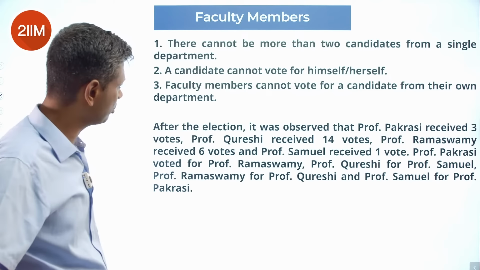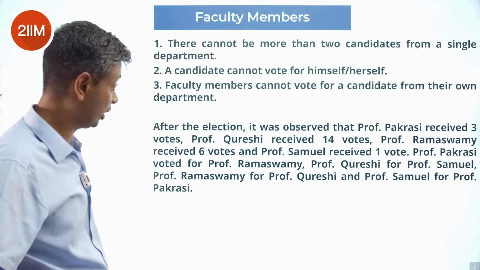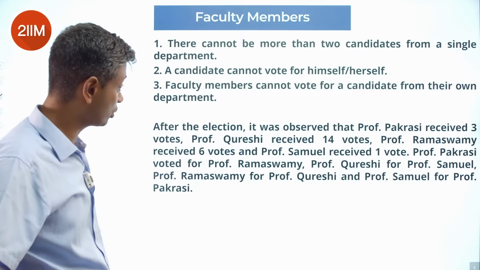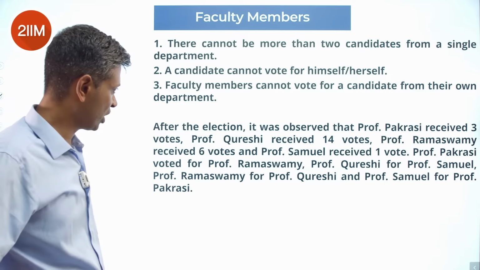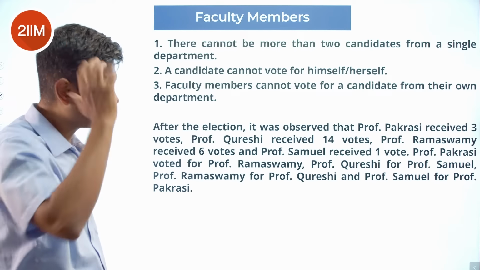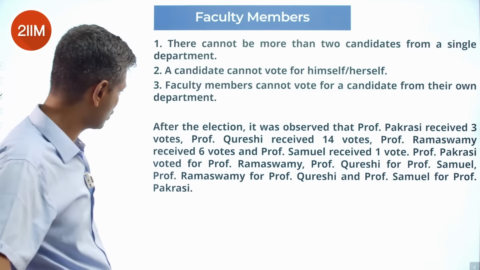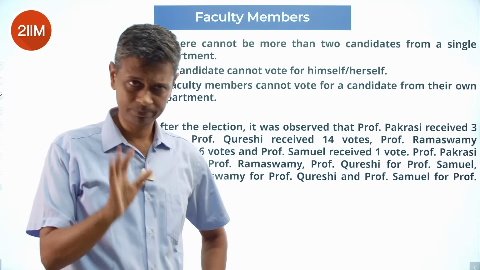After the election, it was observed that Professor Pakrasi received 3 votes. Oh, nice. Qureshi received 14 votes. Nice. Ramaswamy received 6 votes and Samuel received 1 vote. Usually I like adding them up just to see if they reconcile. 3 plus 14, 17, 23, 24. Yeah, 24 votes have come in.